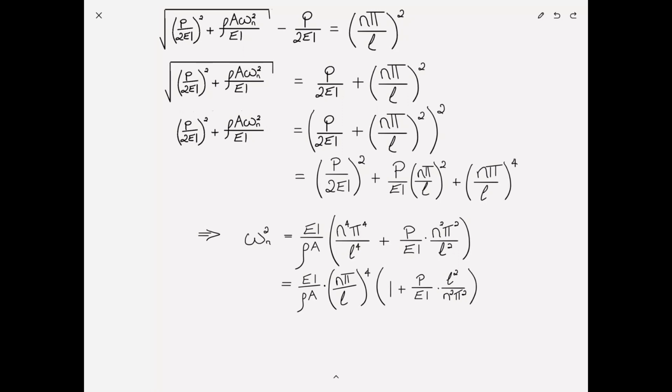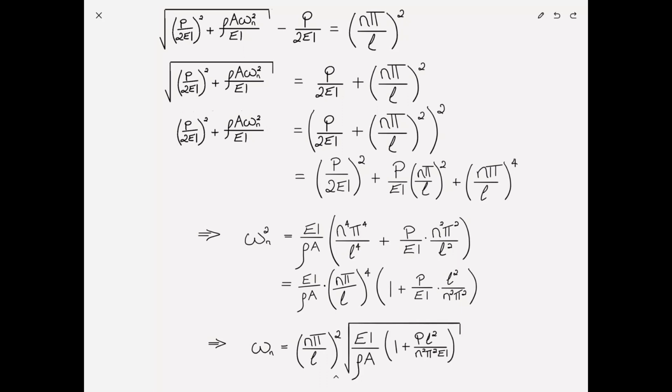Finally, I can solve for omega n by taking the square root of both sides. Clearly, we just need the positive square root since frequencies can only be positive. And that gives us the square root of this, which is just (n pi over L) quantity squared, and then the square root of the rest: square root of EI over rho A times quantity 1 plus PL squared over n squared pi squared EI. And we'll number this equation 16 and put a yellow box around that. That's another intermediate solution. And this is the equation for the natural frequencies of an axially loaded, simply supported beam.